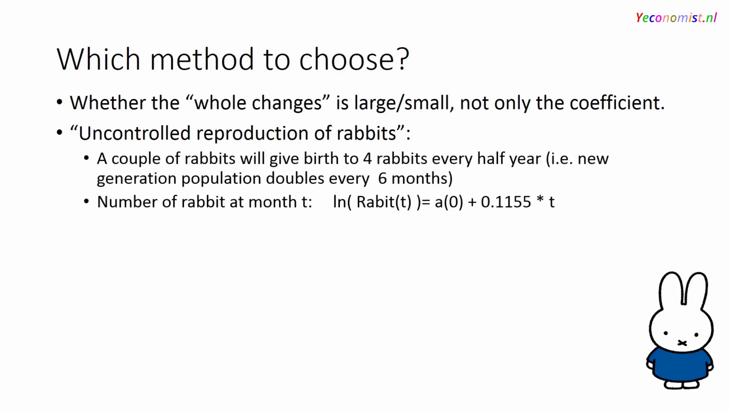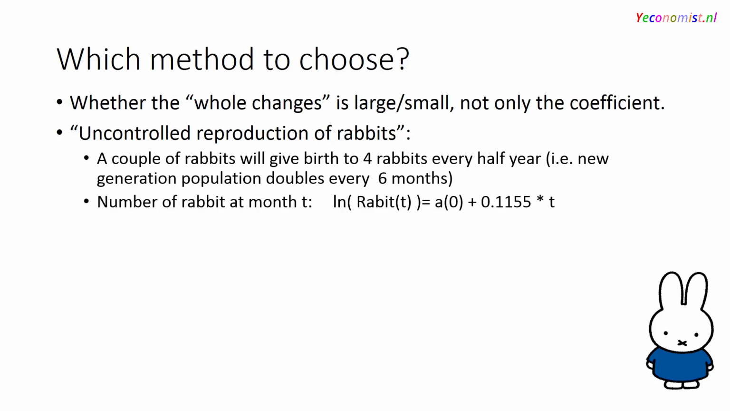For simplicity, we assume that a couple of rabbits, that is one male and one female rabbit, will give birth to 4 rabbits every half year. Namely, the new generation of the rabbit population will double every 6 months. And if we take months as the unit of measurement of time, then we can write down the following expression, and it roughly gives you that the coefficient in front of time would be 0.1155.